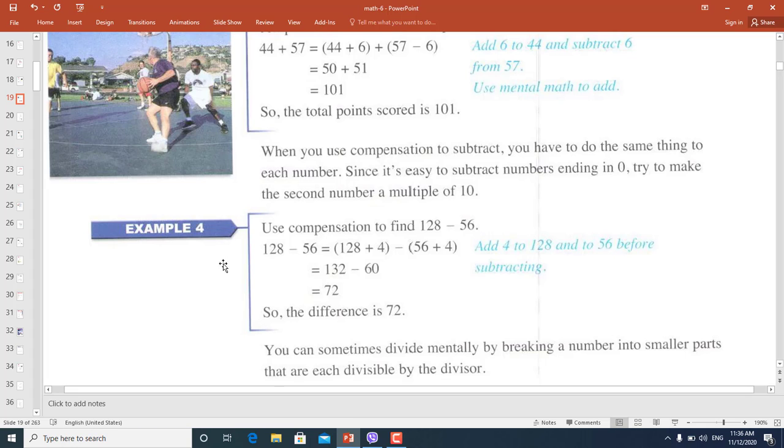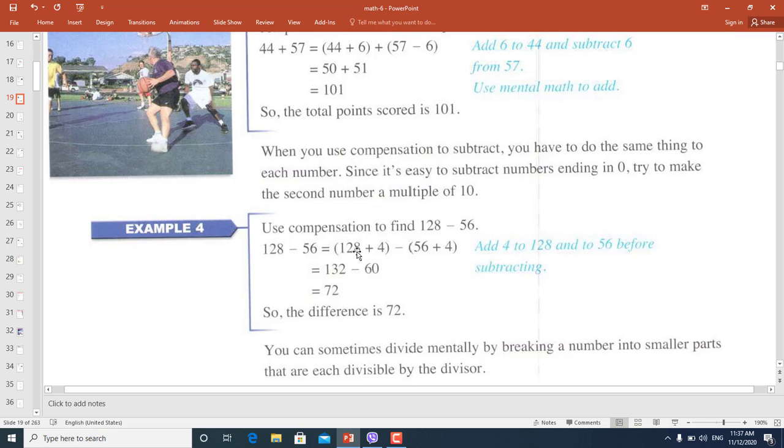So from there we make this 56 into 60, so we must add 4. When you add 4 to this number, you must also add 4 to the other number. We don't subtract, because the sign is minus, so we add the same number to both numbers we have. From there we have 128, we add 4, and 56 we add 4, and we put a minus between them.